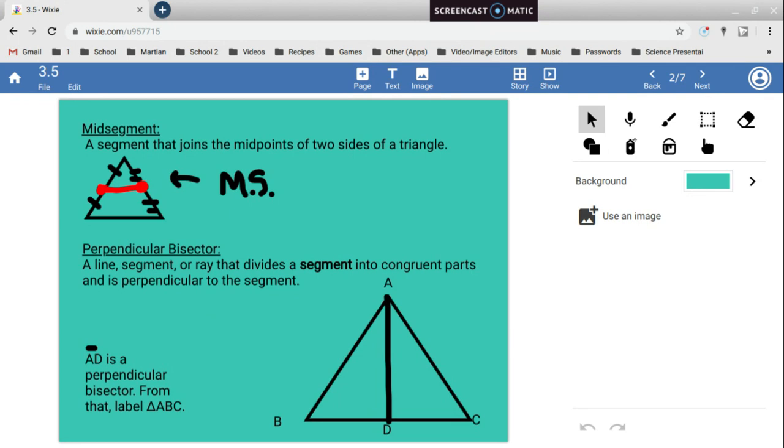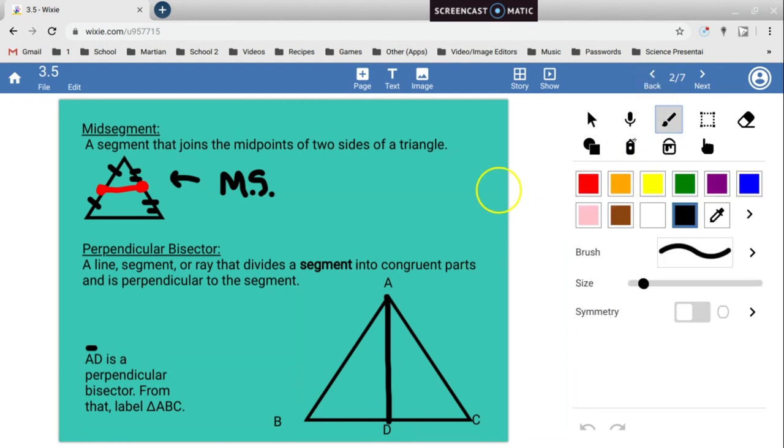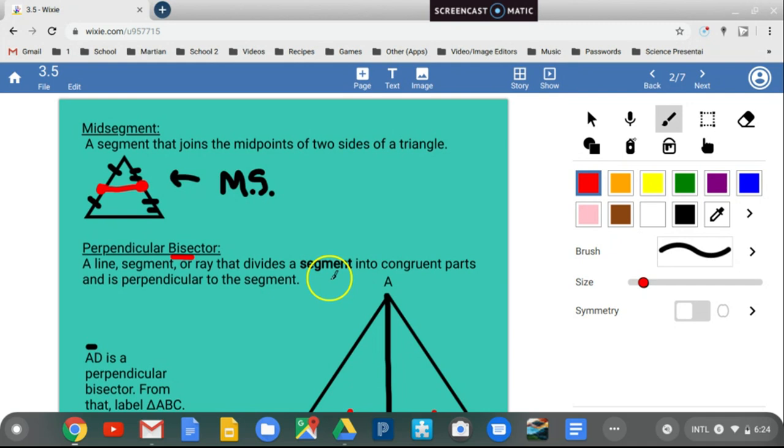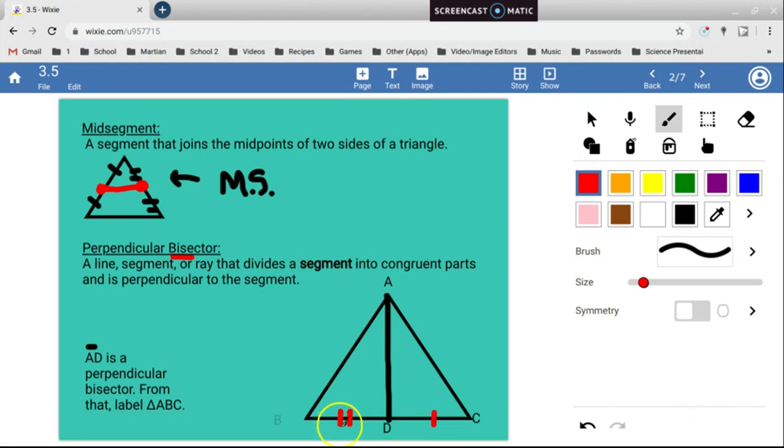So line AD right here is going to be the perpendicular bisector. From that, label triangle ABC. Alright, well now we should be able to label some congruent markings and stuff like that. So if it's a bisector, it will make the things equal and congruent. So we can just put dashes down here like this, showing that. You could do 2 or 3, but I'll just do 2.